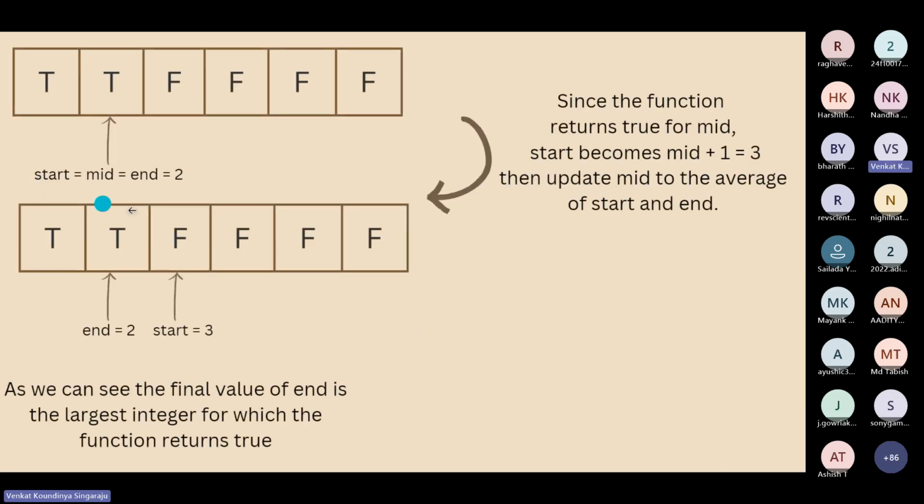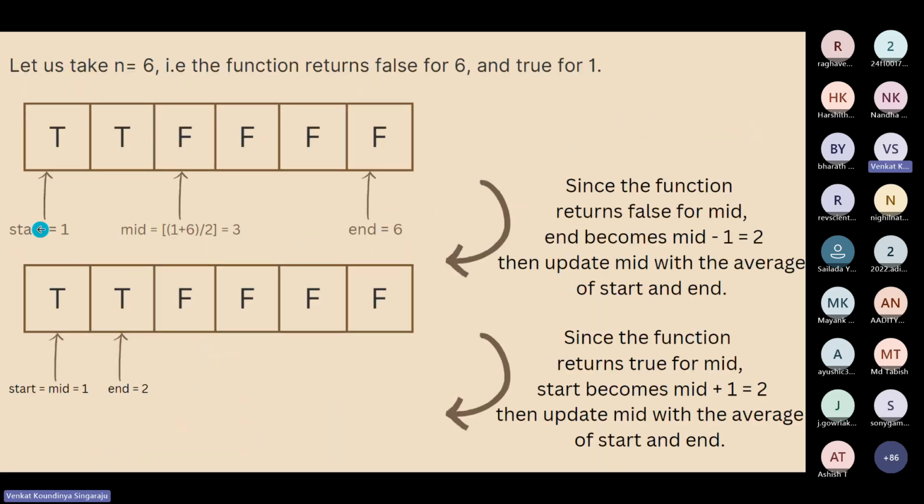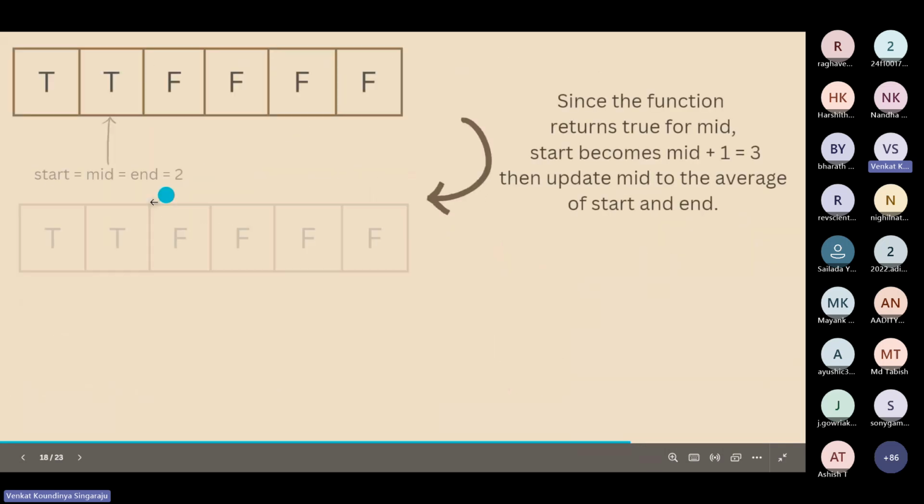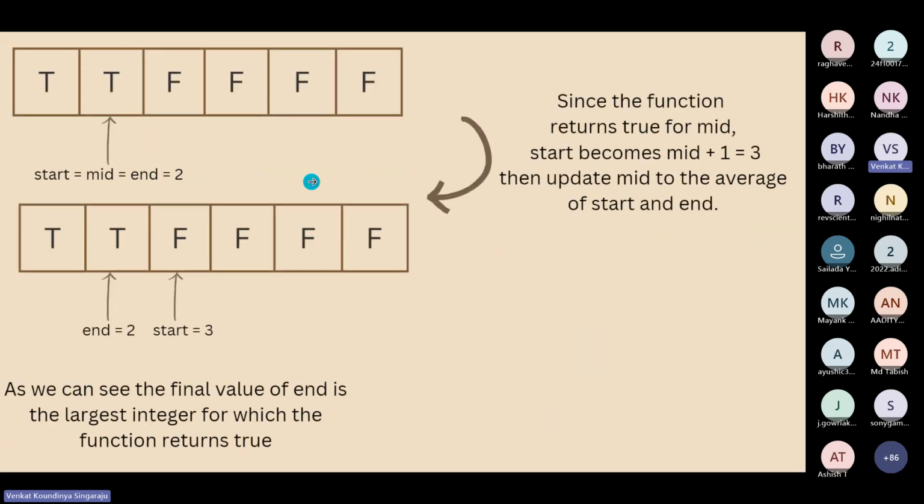So start becomes mid plus 1. Previously our mid was 1, so start becomes mid plus 1, 1 plus 1. So start becomes 2, and end also remains the same, 2. And now your mid will be the average of start and end, which is 2 plus 2 by 2. So mid will also be 2.